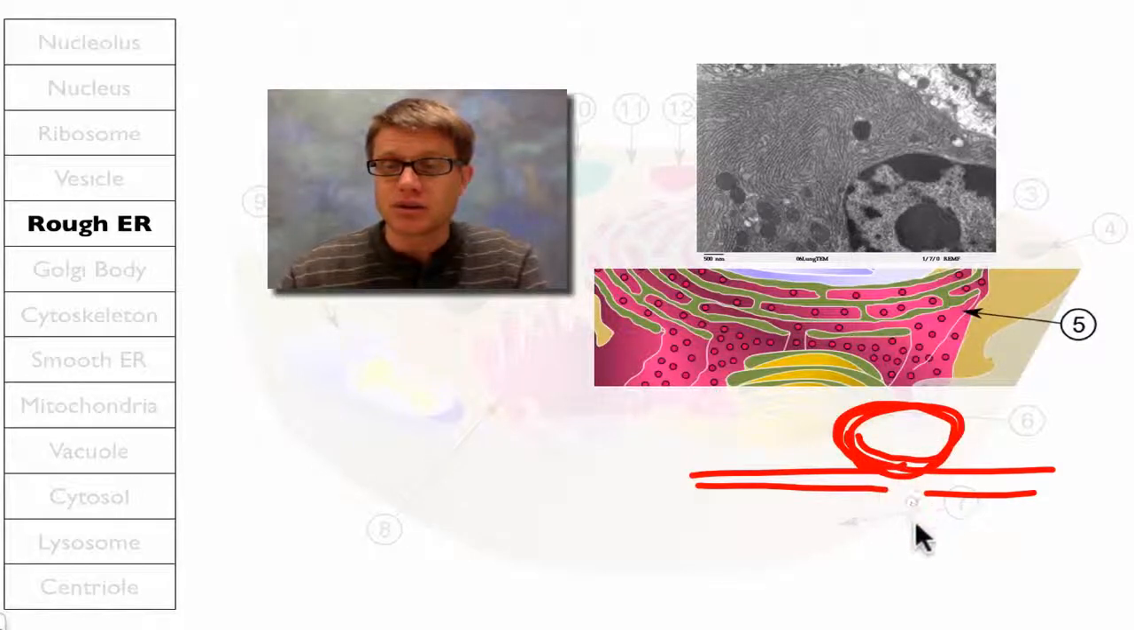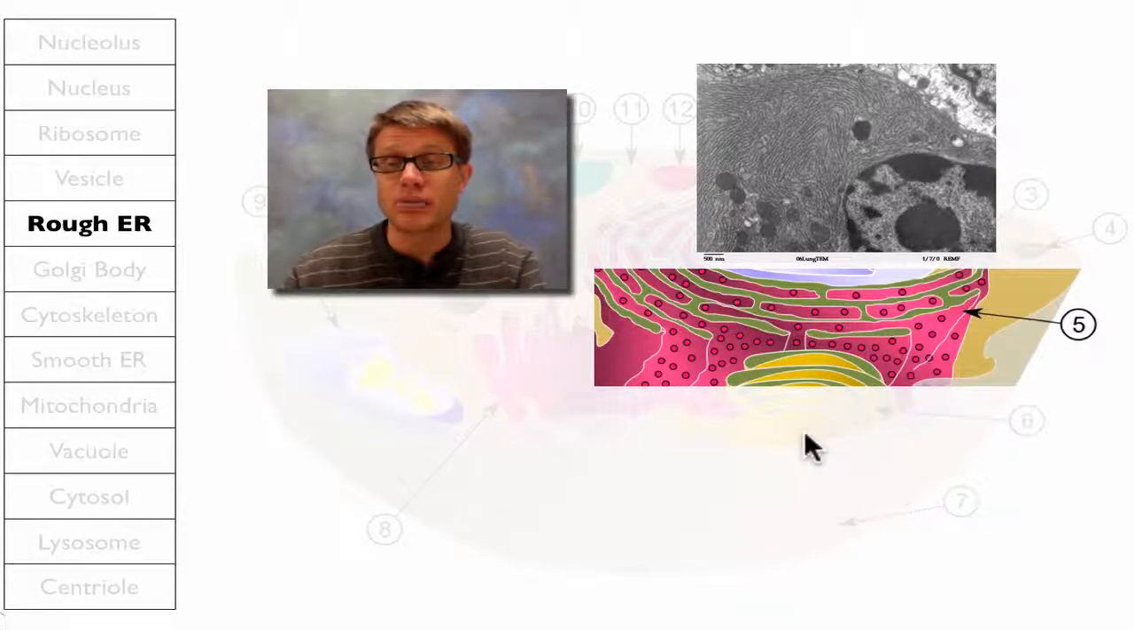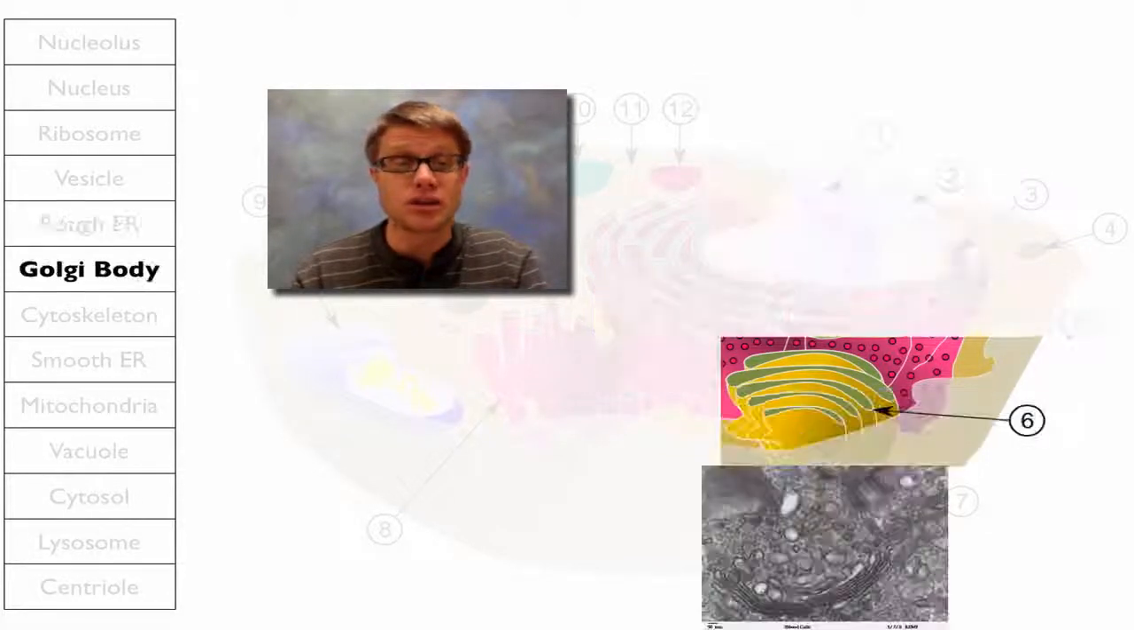And so basically what you can do is as the messenger RNA comes through, we can make the proteins that we want to make. And so it's like a factory. It's going to be where we make the material. It also will produce the membranes that are going to be used within the cell.